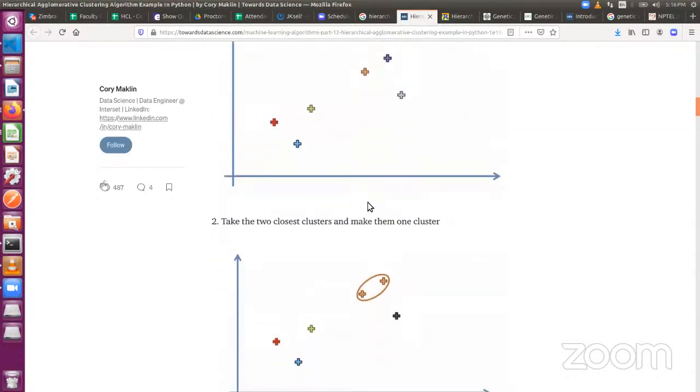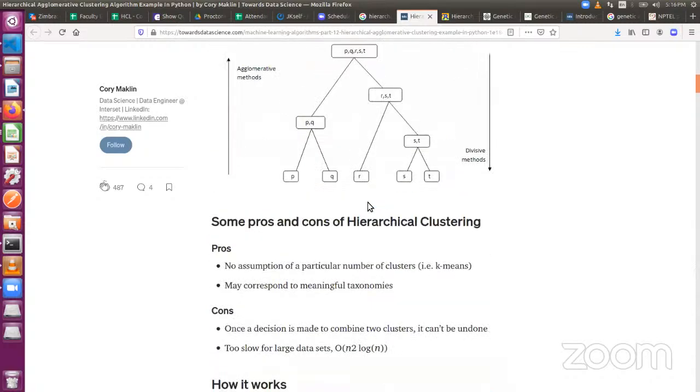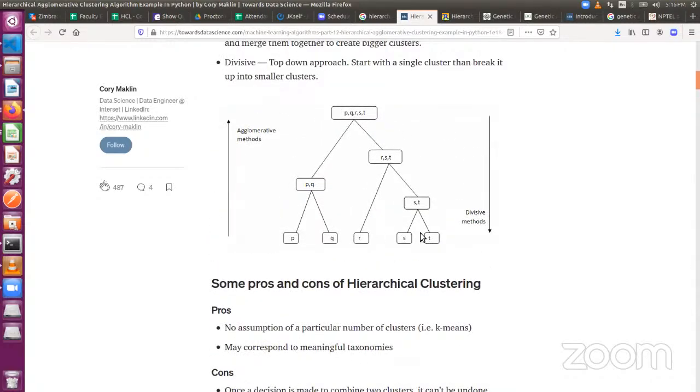Sir, is it according to the diagram or no? See, this is just a representation. Every point will have a coordinate, and for each coordinate, we are going to find the distance.